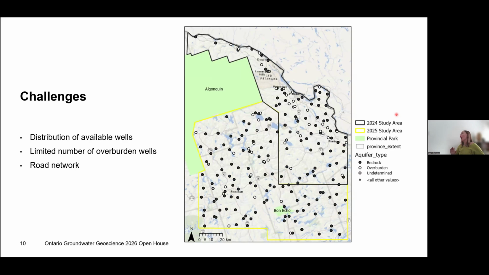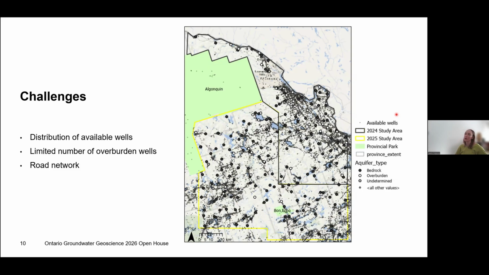So I was hoping to get a similar density to the surrounding AGG programs, so a bedrock and an overburden sample in every 10 by 10 kilometers. It doesn't ever work out being that neat, unfortunately. So this is what we got, but that is a function of the availability of wells in these more rural areas as we sample further north. So this is the existing wells according to the MECP's well water database. And there are just large undeveloped areas, close to Algonquin and close to Bon Echo, where we really didn't have a lot of sampling opportunities. So that's unfortunate, but is what it is.